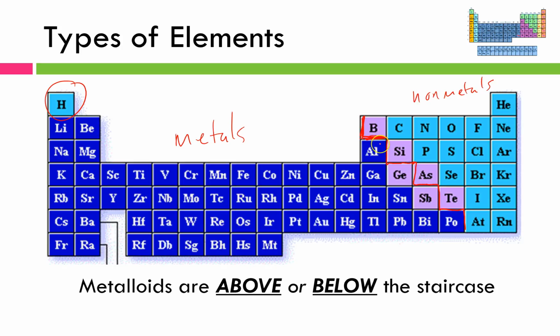Exception to this rule is aluminum. Aluminum looks, based on its location, that it should be a metalloid. However, aluminum is best classified as a metal. So those are our general landmarks, and we can use that to figure out if an element is metallic or non-metallic, but be very aware of these two exceptions. Hydrogen is a non-metal, and aluminum is definitely a metal.